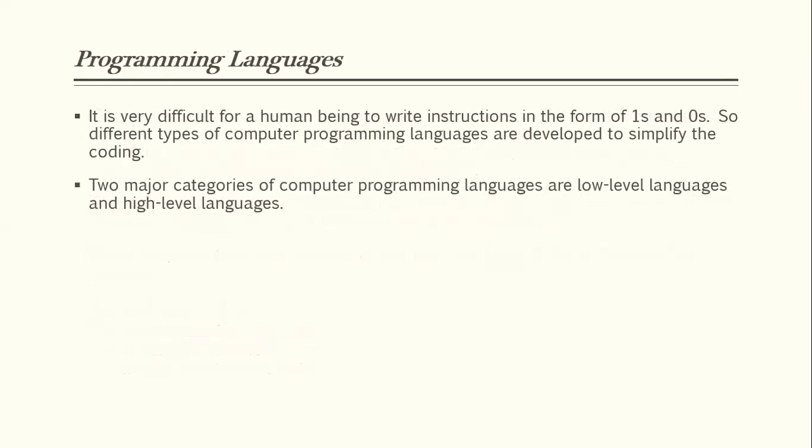Programming languages. It is very difficult for a human to write instructions in the form of ones and zeros. Today, if you had to tell the computer, after starting, in a series of ones and zeros to open the internet or to open YouTube, it would become very difficult. So different types of computer programming languages were developed to simplify the code.